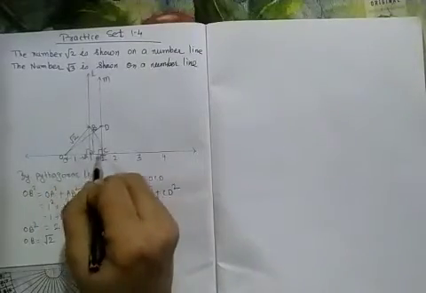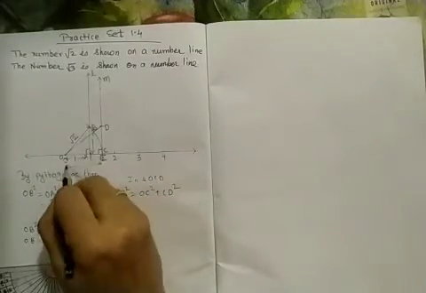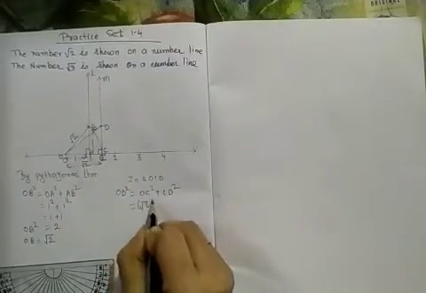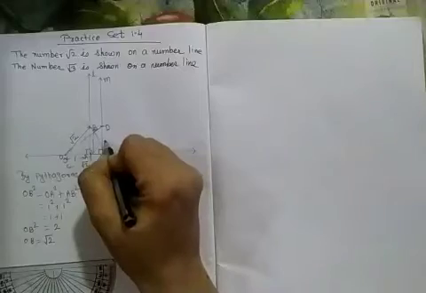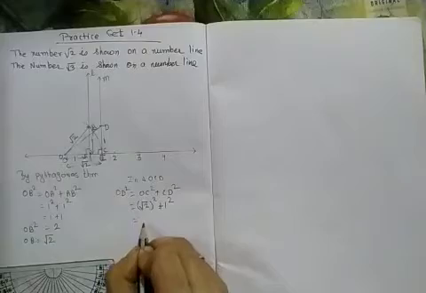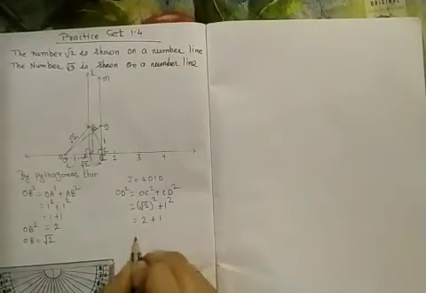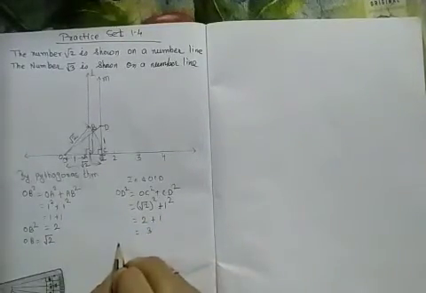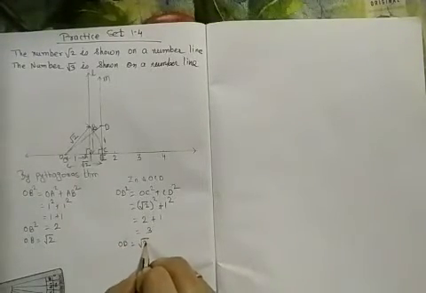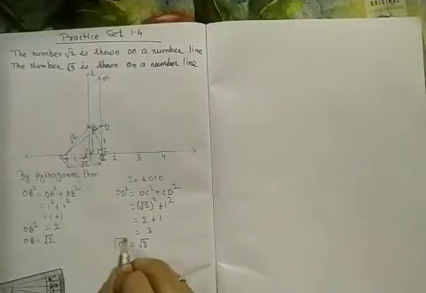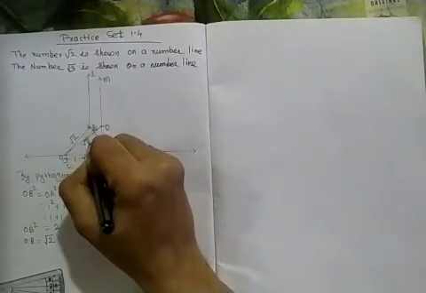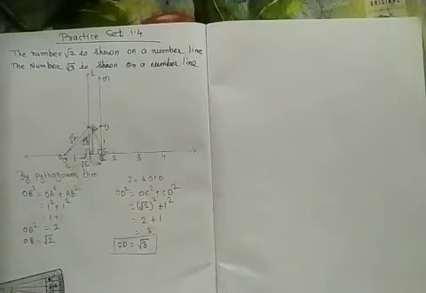Now OC is root 2. The distance between O and C is root 2. Here we will put the value of OC as root 2 square and CD is 1 unit, so we put 1 square. Root 2 square is 2 and 1 square is 1, that is 3. Then after taking the square root, OD equals root 3. Then the value of OD is root 3, meaning the hypotenuse is root 3.